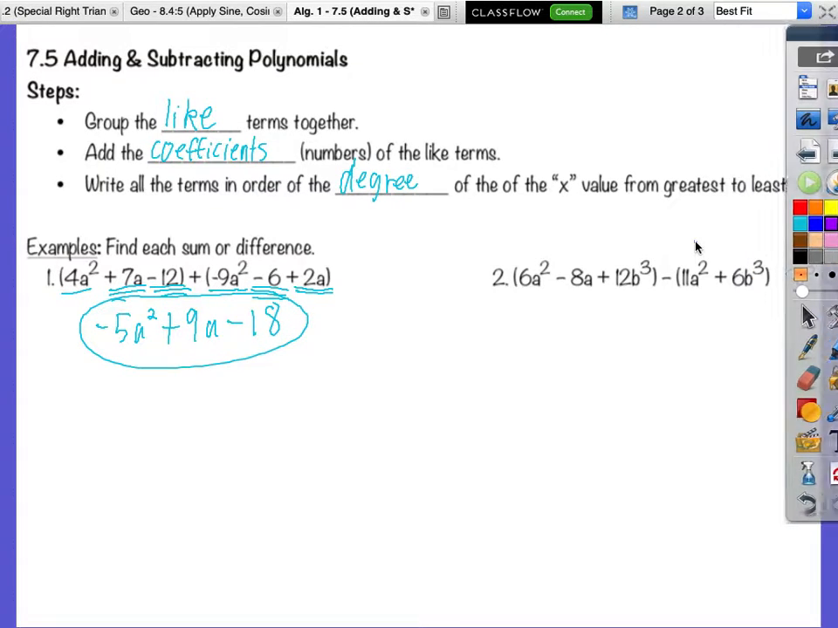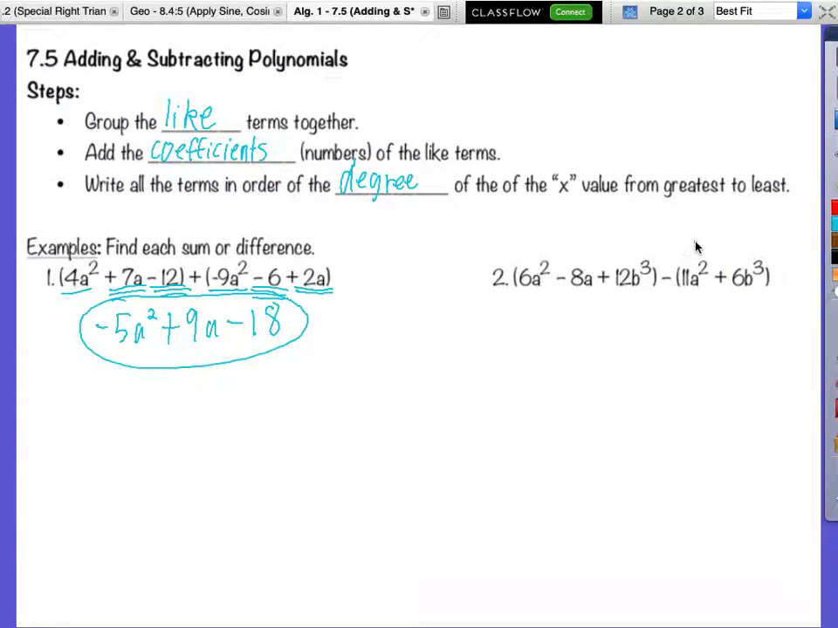So number 2, what would I list first? Which of these things would I list first? 12b to the third? Oh, and I heard 12b to the third and 6a to the second. Oh, but it has to be alphabetical, so which would be first, the A's or the B's? The A's. So 6a to the second. Is there anything that matches up with that? 11a to the second. So I'm going to put 1 underline.